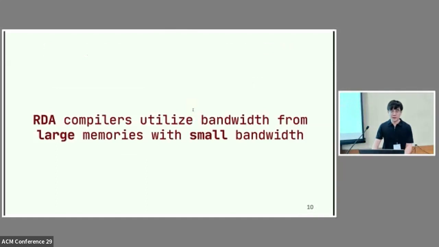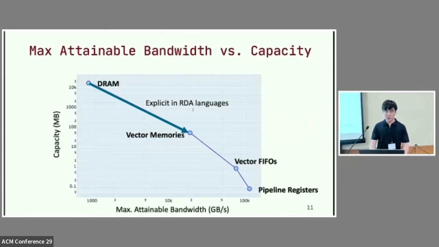First, we show that RDA compilers, such as the previously proposed Spatial language, utilize bandwidth from large memories with small bandwidth. We show this capacity versus max attainable bandwidth trade-off curve on an RDA system. We see that large memories such as DRAMs and vector memories have the largest capacity, but offer typically smaller maximum attainable bandwidth compared to finer-grained memories such as vector FIFOs and pipeline registers. However, data transfers between DRAMs and vector memories are typically explicit in existing RDA languages.